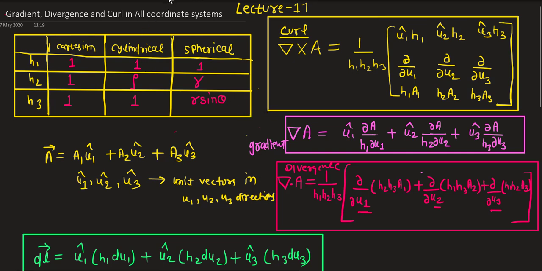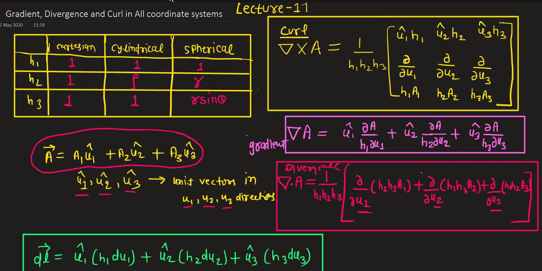For example, I have written down a general vector A, and the coordinate system I am taking for now is u1, u2 and u3. These u1 cap, u2 cap and u3 cap are the unit vectors in the direction of u1, u2 and u3. If you apply the general coordinate system to the Cartesian coordinate system, then u1, u2, u3 would simply be x, y and z. In the case of the cylindrical coordinate system, these will be rho, phi and z. And similarly for the spherical coordinate system, these will be r, theta and phi. So this is very simple.